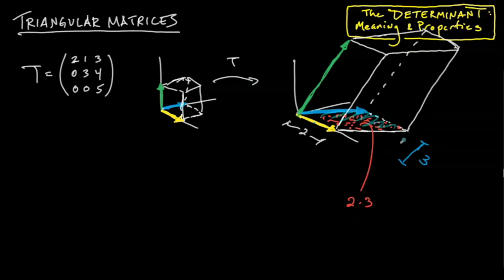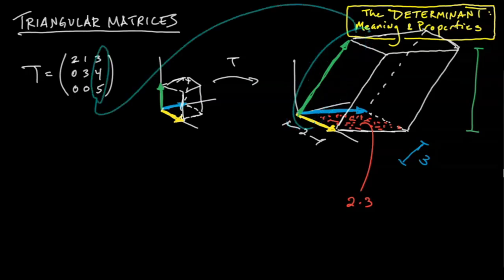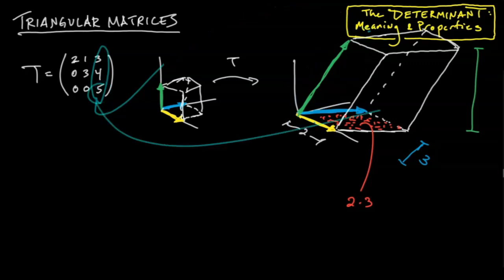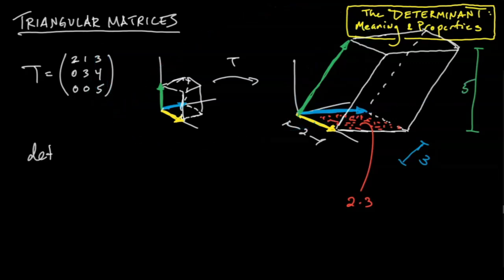Now that we have the base's area, we just have to multiply by the height of the parallelepiped. And that is, of course, given by the third component of this green vector, the third column in our matrix. And that is, of course, 5. So now we have enough information to write down the determinant of our triangular matrix. It's the volume of this parallelepiped, which is its base times its height. Well, the area of its base, we said, is 2 times 3, and its height is 5. Put that all together, and it spells 30.